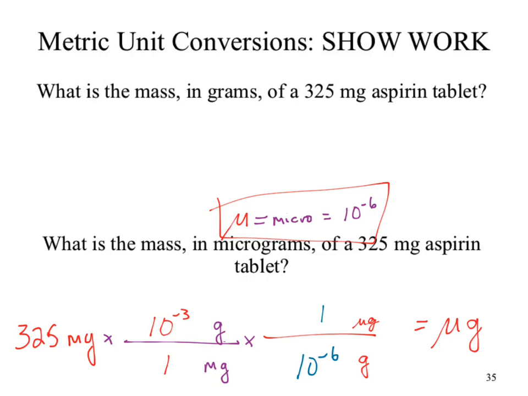Now what happens? Now I've got a calculator, and I go through and enter it into the calculator and get my answer. Okay? 10 to the minus 3 is a multiplication. 10 to the minus 6 is a division. Your answer comes out to be 325,000 micrograms.